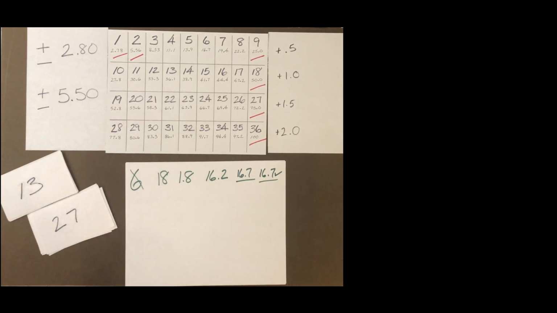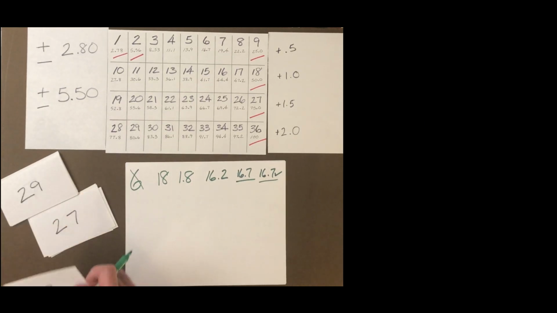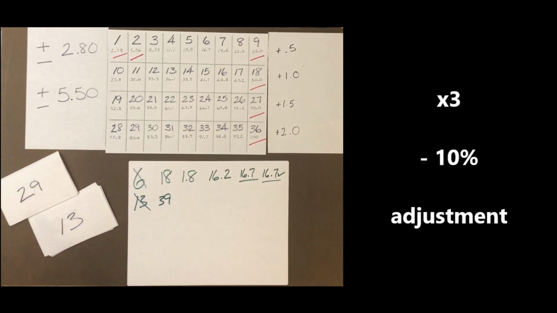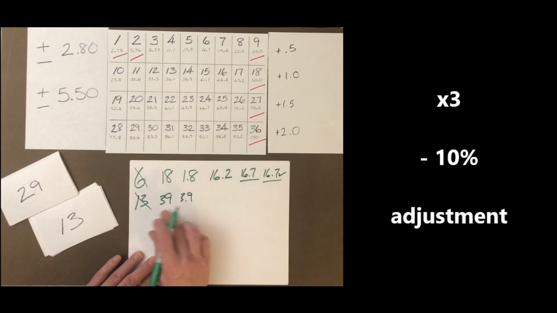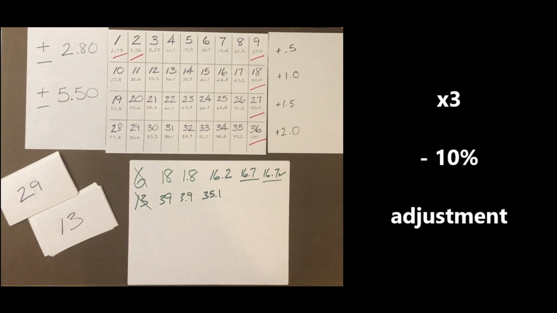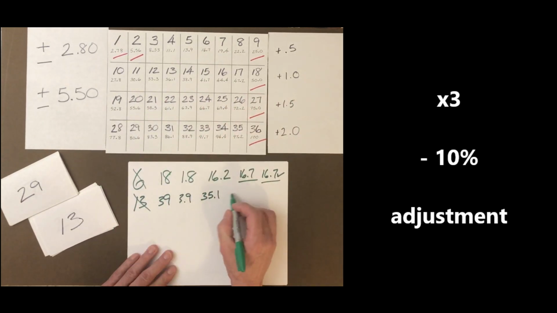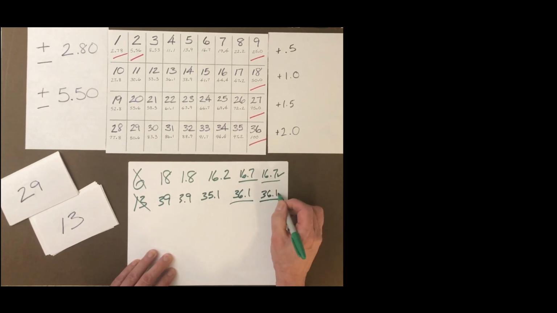Next number, 27, we know that one, 75%. 13, that's one of the in-between numbers. Multiply that by 3 is 39. Subtract 10%, gives us 35.1. Now we're on the second line, so we're going to add 1%. So our answer is 36.1. And the actual answer is 36.1.